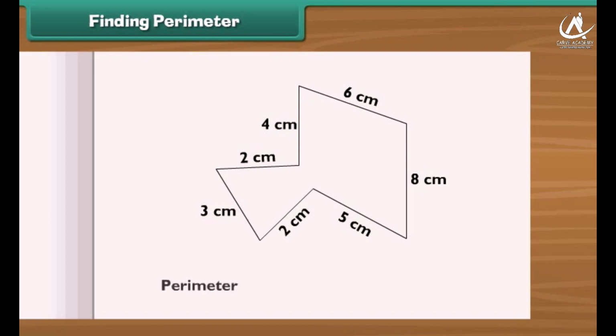Let's learn to calculate the perimeter of the given figure. To calculate perimeter of this figure, we simply add the lengths of all its sides, which is 2 plus 6 plus 8 plus 2 plus 3 plus 5 plus 4 equals 32 centimeter.